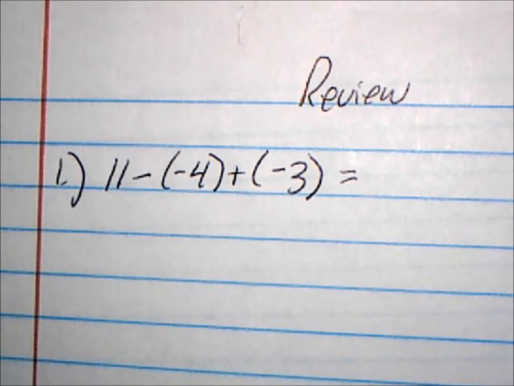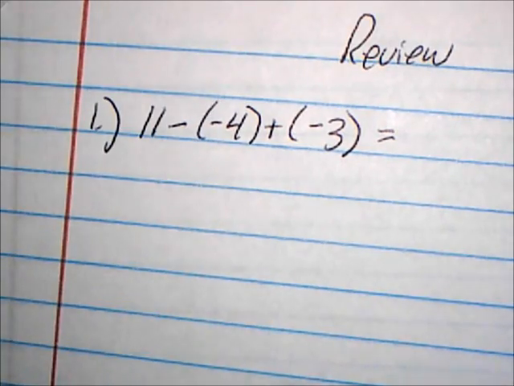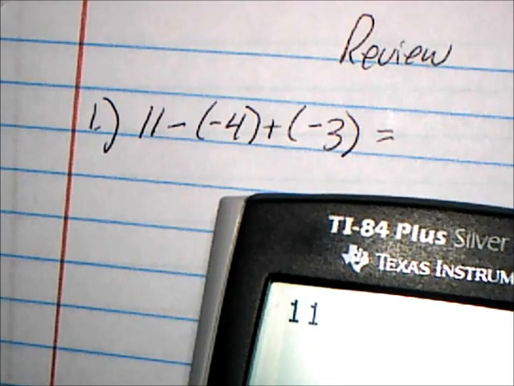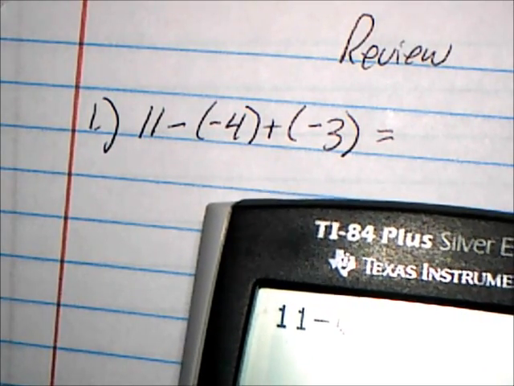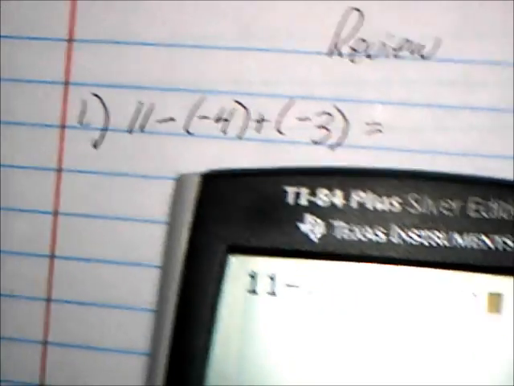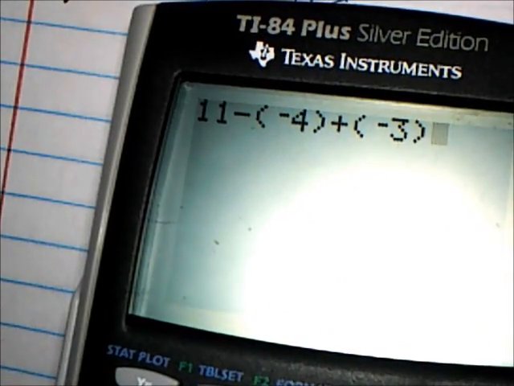Okay, so type it in your calculator. So 11 minus parentheses negative 4, close parentheses, plus parentheses negative 3, and then close parentheses. It's what? 12. Easy as 1, 2, 3.